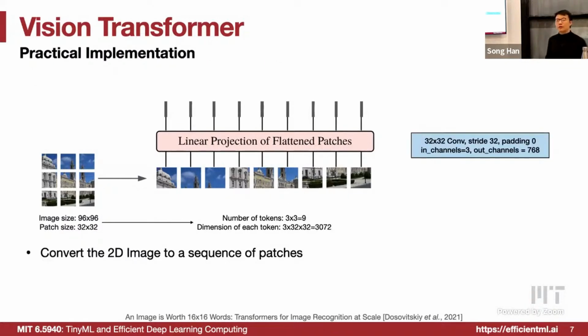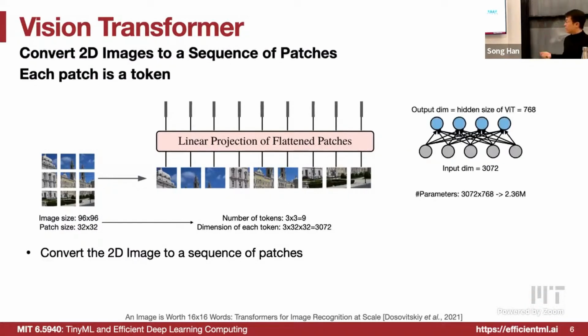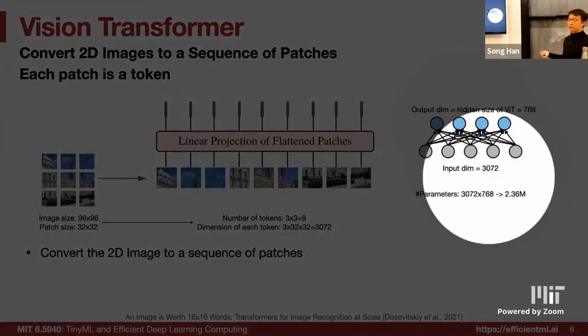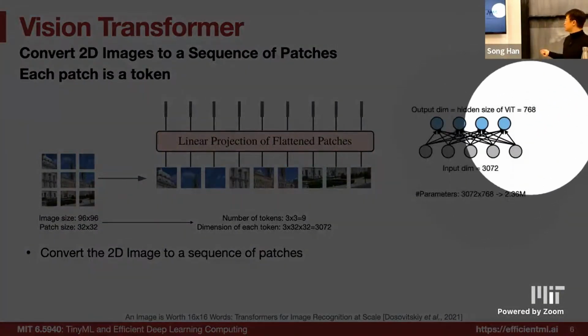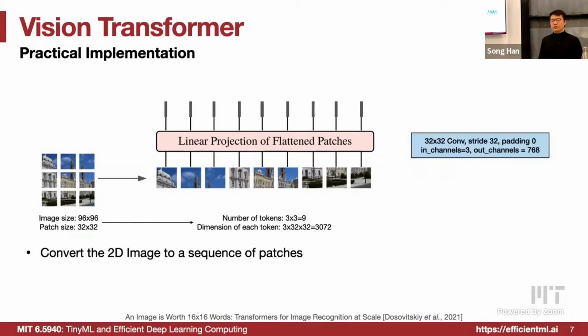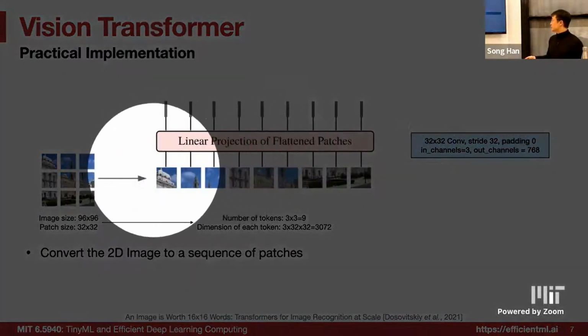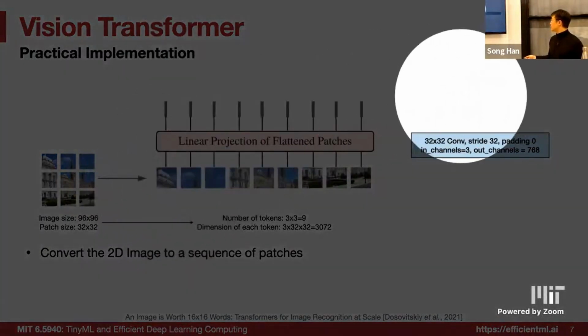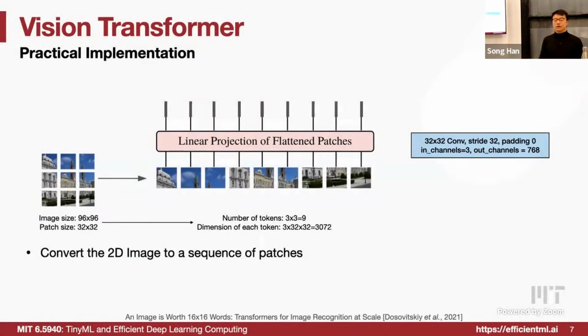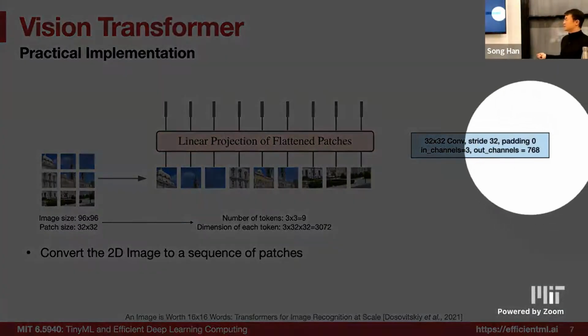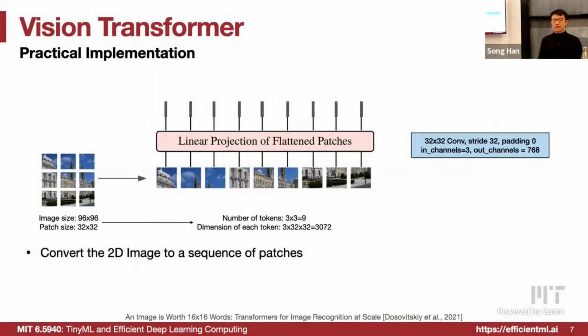What is the practical implementation of that? Rather than using an FC layer to project between 3072 and 768, we can just use a convolution. The kernel size is 32 by 32, which is the dimension of each patch, with a stride of 32 as well, and padding of 0. The in channel is 3, since we have 3 input channels, RGB, and the output channel is 768.